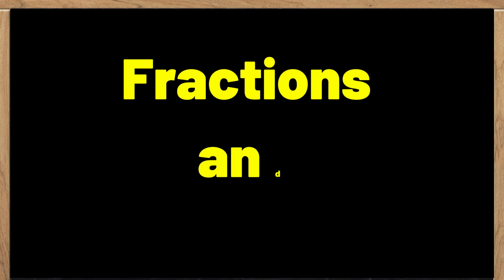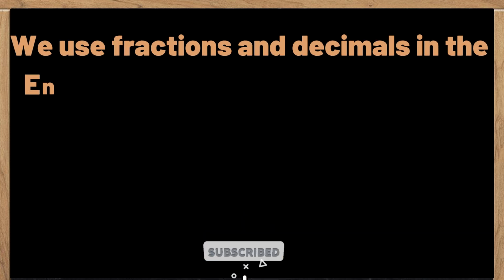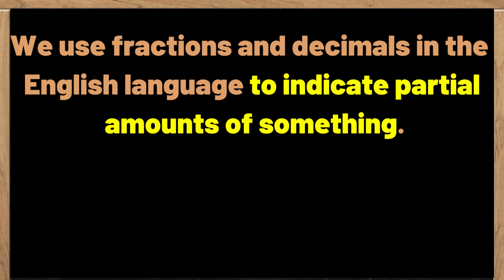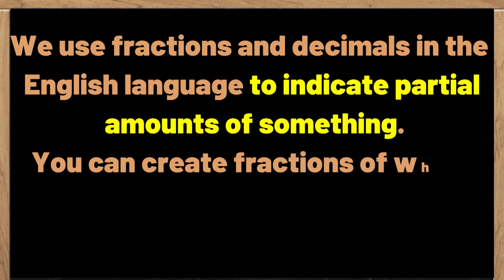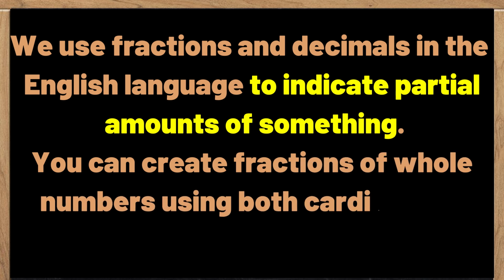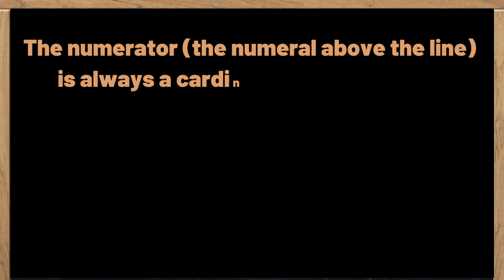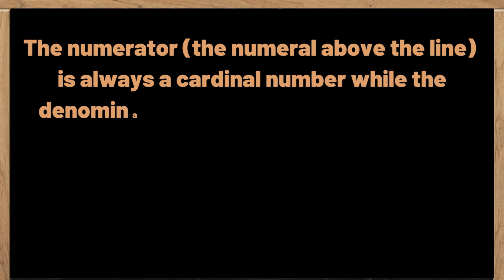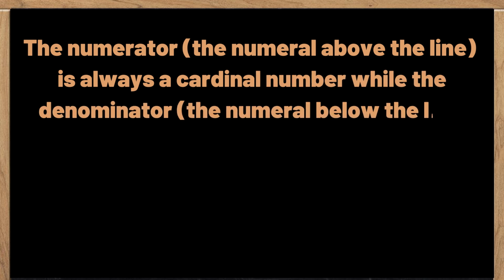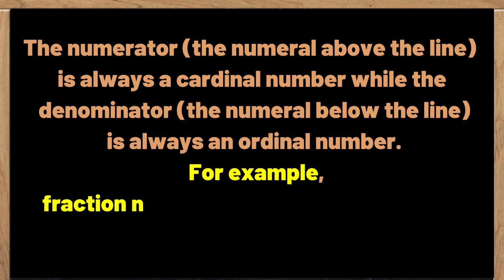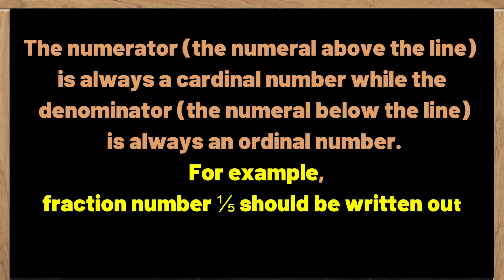Fractions and decimals. We use fractions and decimals in the English language to indicate partial amounts of something. You can create fractions of whole numbers using both cardinal and ordinal numbers. The numerator, the numeral above the line, is always a cardinal number, while the denominator, the numeral below the line, is always an ordinal number. For example, fraction number 1/5 should be written out as one fifth.